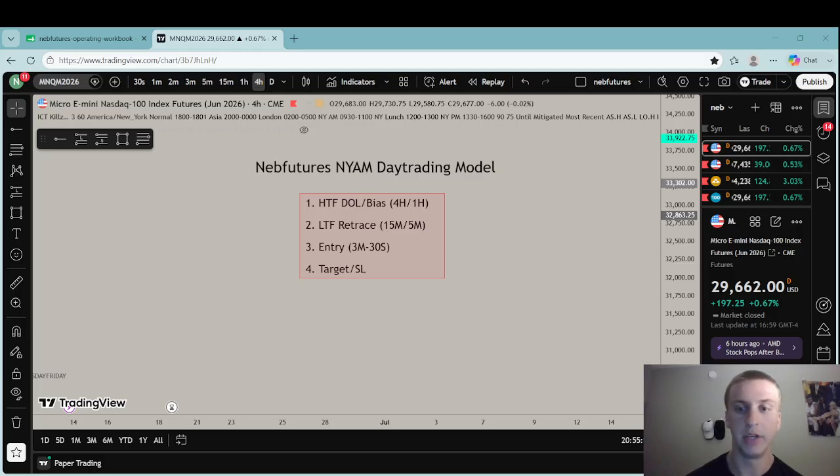First we look at the 4 hour, then the 1 hour. Next, the lower time frame retrace. I use the 15-minute and the 5-minute for my setup, and we're going to go over that. For my entry, I use the 3-minute through the 30-second. Generally, I take the highest time frame inverse fair value gap of the manipulation leg. I'll show you later on. Then target and stop loss, we'll talk about that too. So that's what we're going to get into today. Let's do it right now.